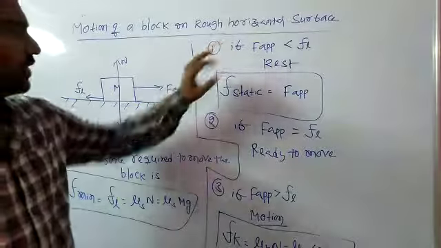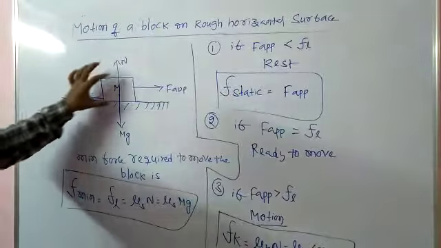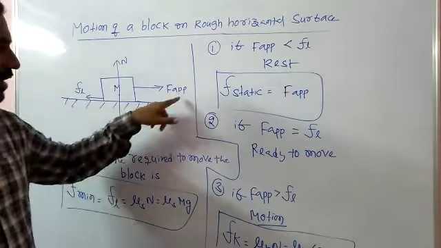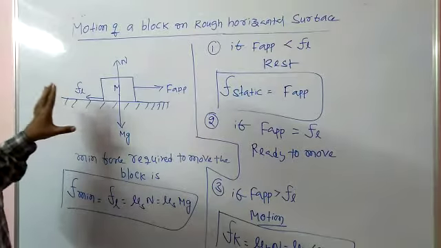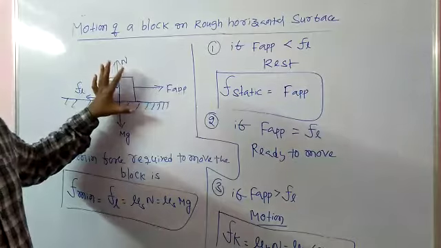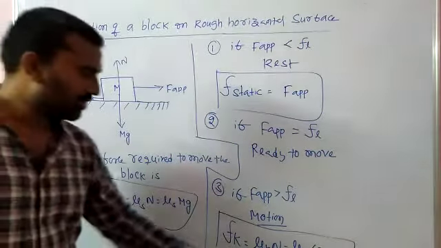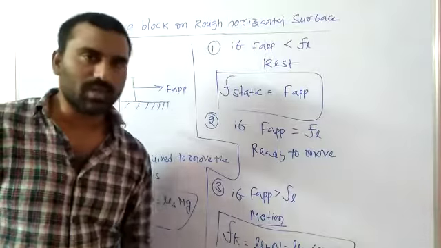If applied force is less than limiting friction, block is at rest. If applied force is equal to limiting friction, block is ready to move. If applied force is greater than limiting friction, block is in motion. Whenever the block is in motion, the friction is called kinetic friction. Kinetic friction is mu k into N, or mu k into mg.